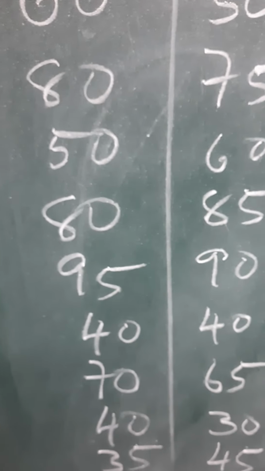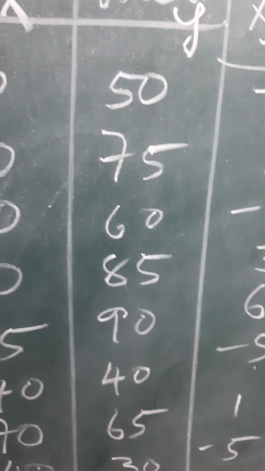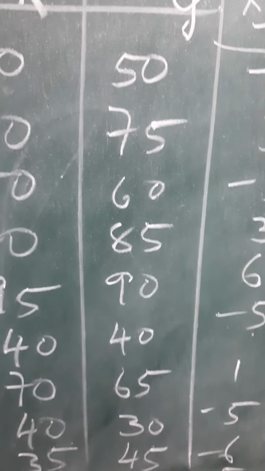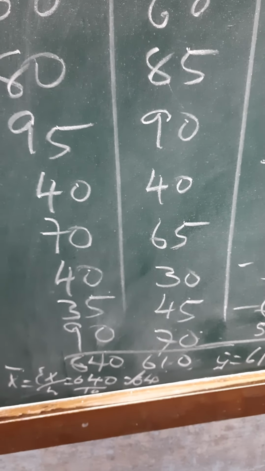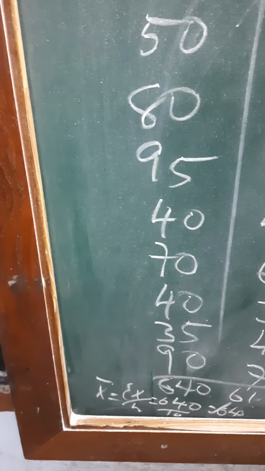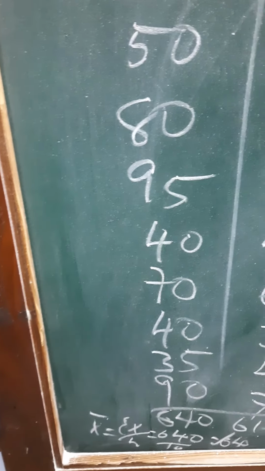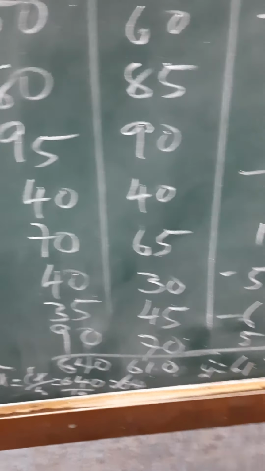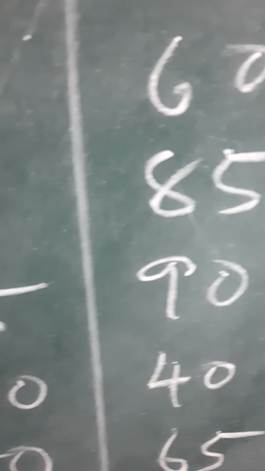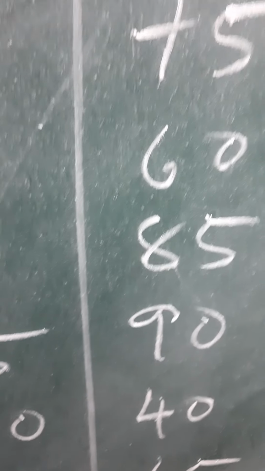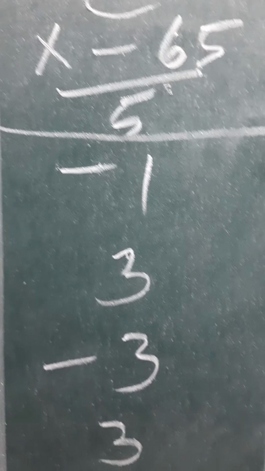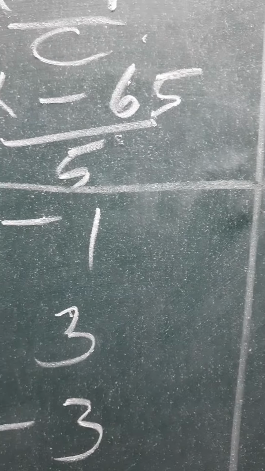Marks in accounts are given here. You can just see your textbook, and marks in y also are available. Now when you get the total, it comes to 640 and 610, and the means x bar and y bar are integers. X bar is 64 and y bar is 61. Since the figures are a bit large, we can make use of the shortcut method here, that is the UV method. How to proceed on that?